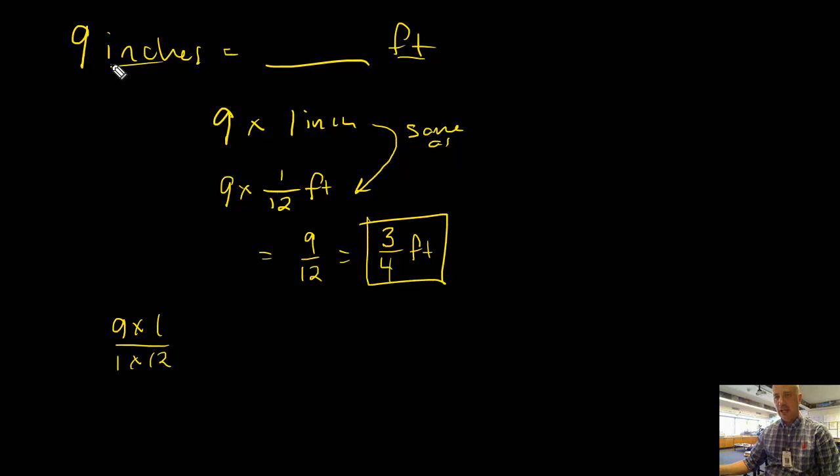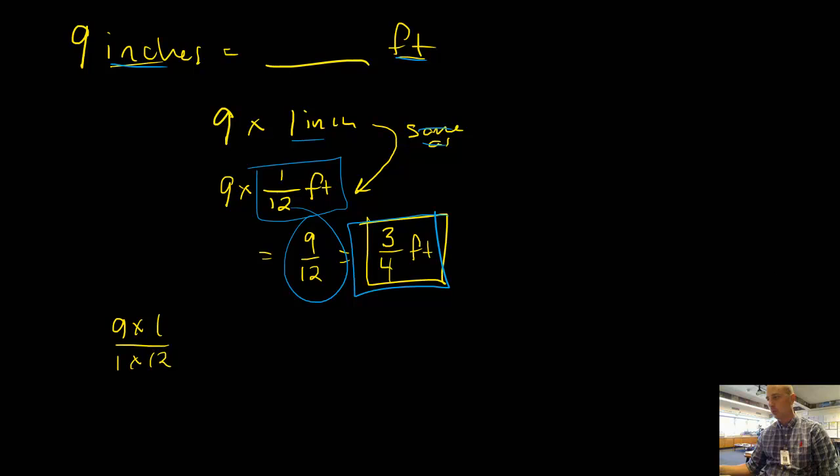Just to recap, I had 9 inches. I need to figure out how many feet that was. I go from something small in inches to something bigger in feet. So I know that my answer is going to be less than 1. I have 9 copies of 1 inch. 1 inch is the same as saying 1/12 of a foot. And if I just multiply 9 times 1/12, I get 9/12. And when I reduce that down, I get my final answer of 3/4 of a foot. Awesome. We are doing really good.